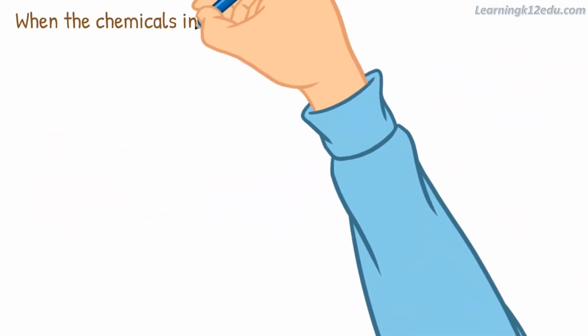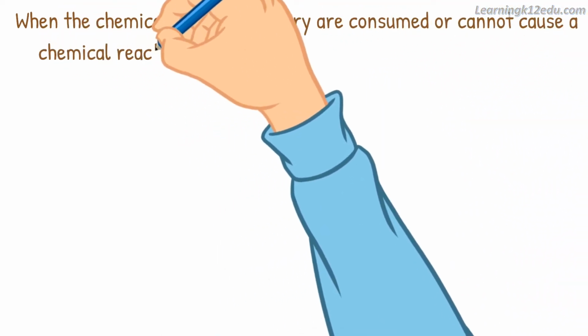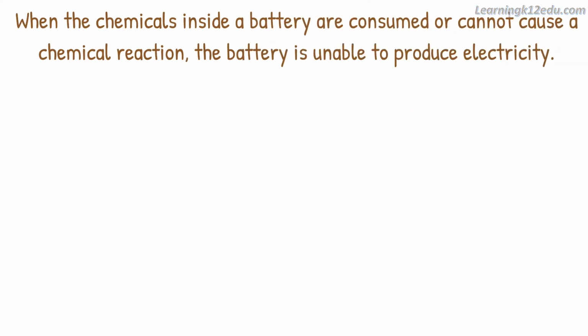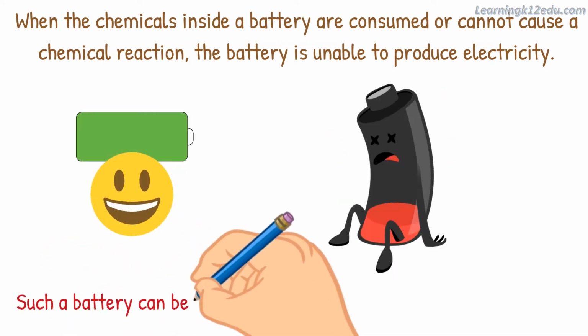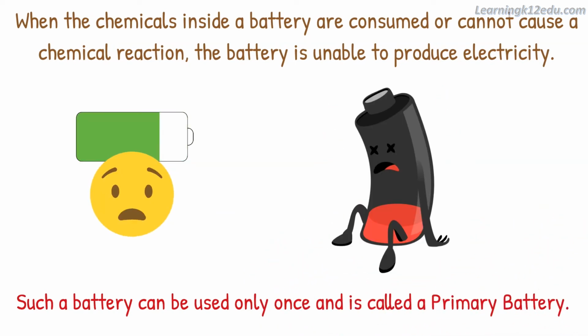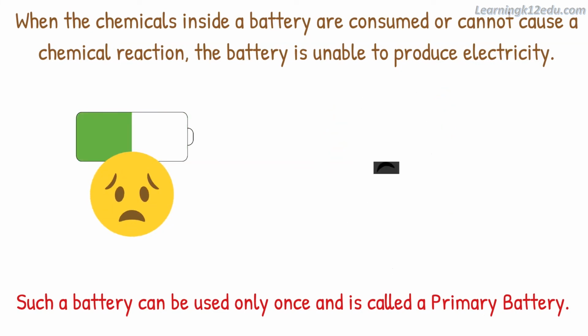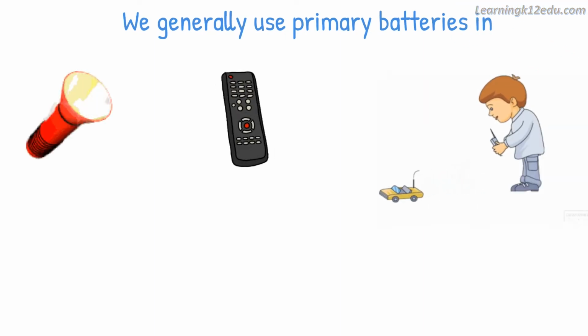When the chemicals inside a battery are consumed or cannot cause a chemical reaction, the battery is unable to produce electricity. Such a battery can be used only once and is called a primary battery. We generally use primary batteries in flashlights, toys, and different types of remotes.